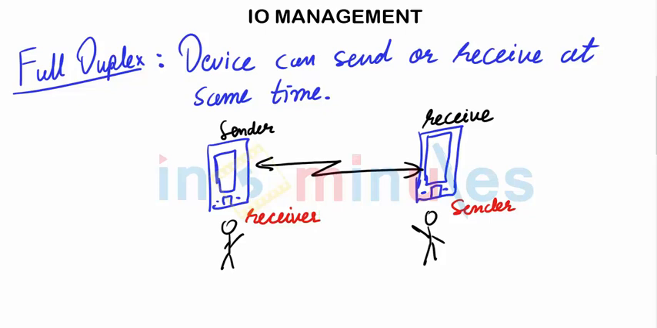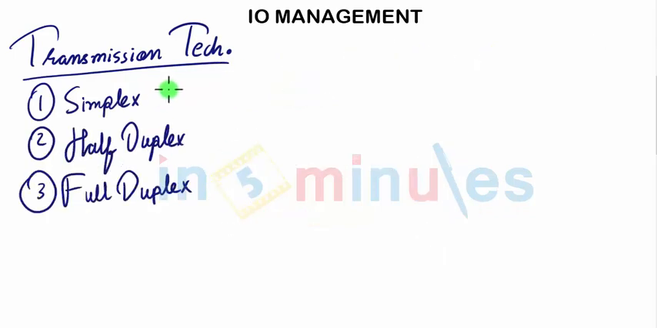Okay guys, so as we said, we have three techniques. Simplex, which allows only one-direction communication, used with devices only for input or only for output. Half duplex, which can perform both send and receive, but at any given moment only one communication. Full duplex, which allows you to send and receive simultaneously. These are the best form of devices, would require more hardware, but are considered to be the best.